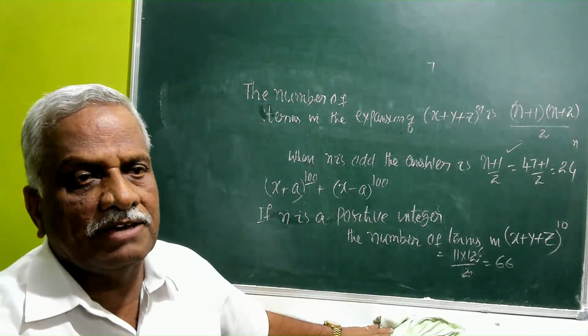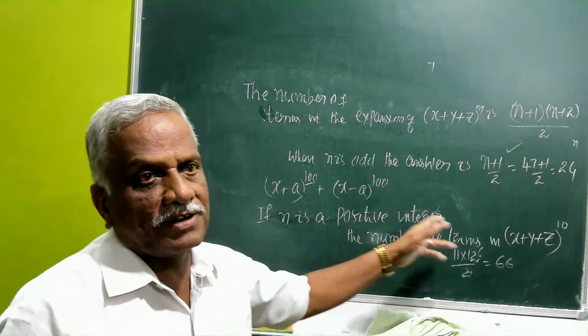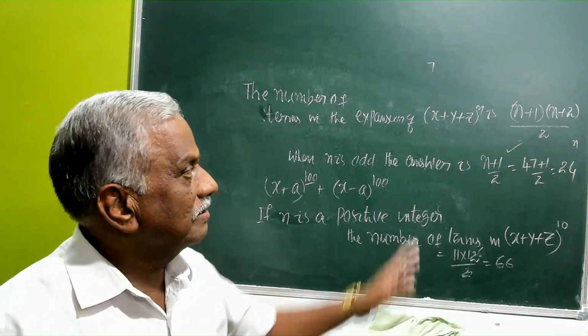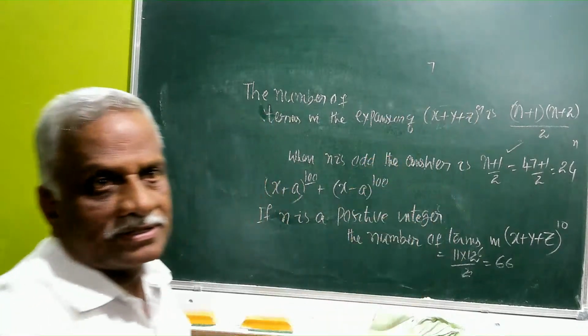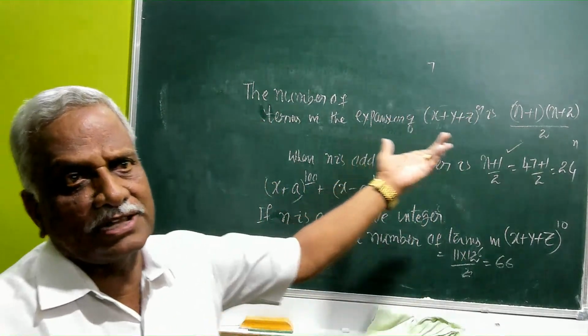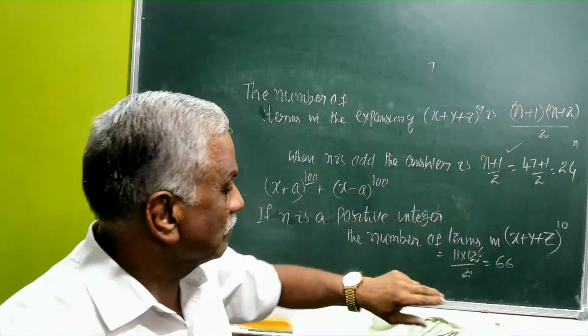Actually, we have the binomial theorem expansion for (a plus b) to the power of n. This is a different problem. But we can use the binomial theorem by combining x and y as one term. And normally it's asked in CET one year, they can repeat the same question. So remember, it is (n plus 1) into (n plus 2) by 2.